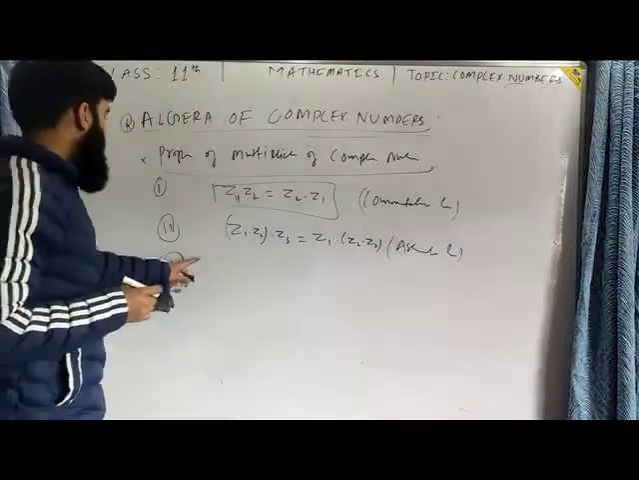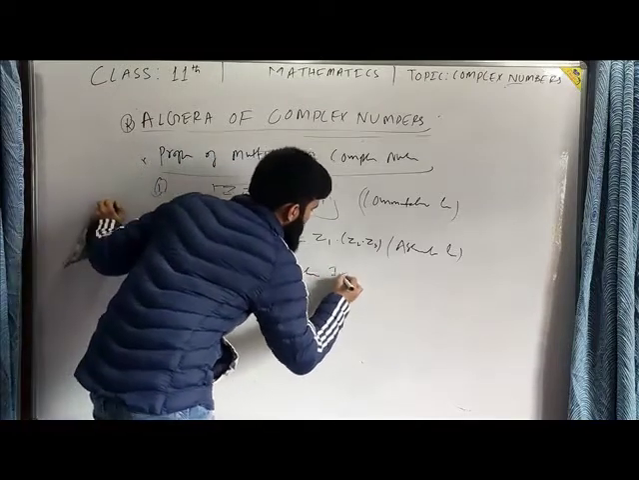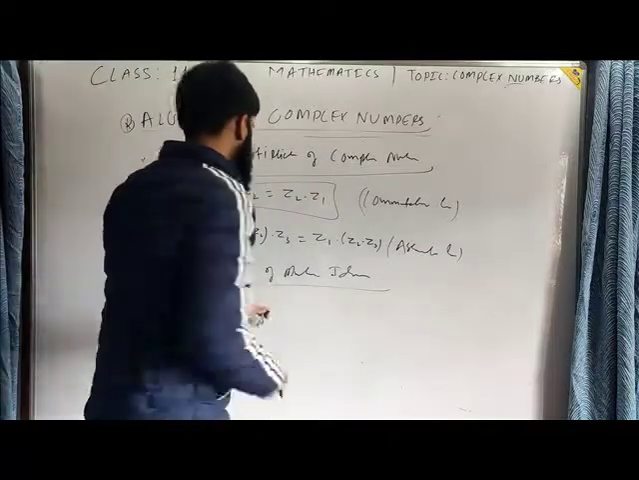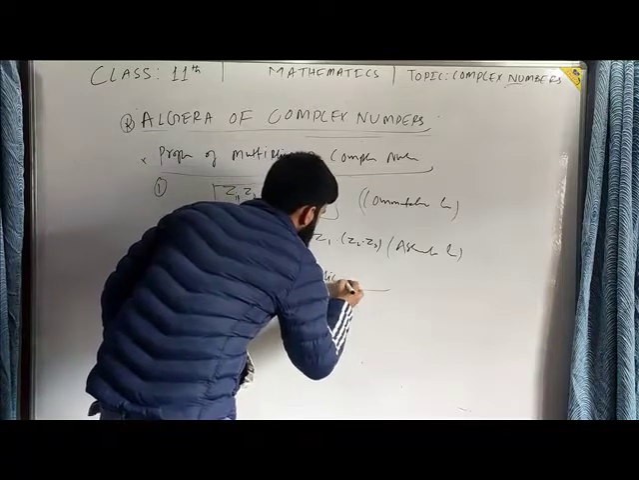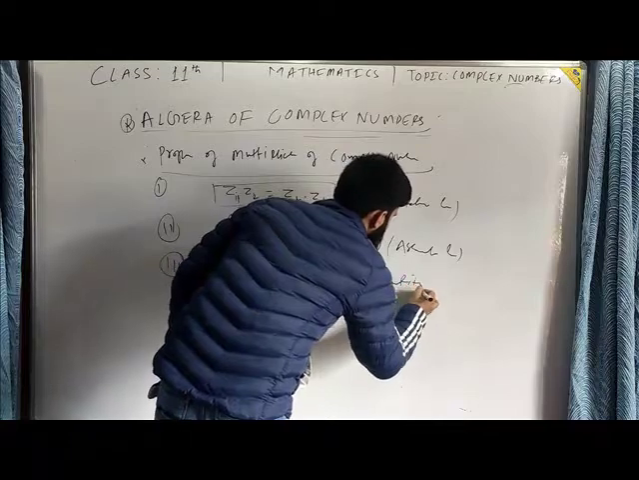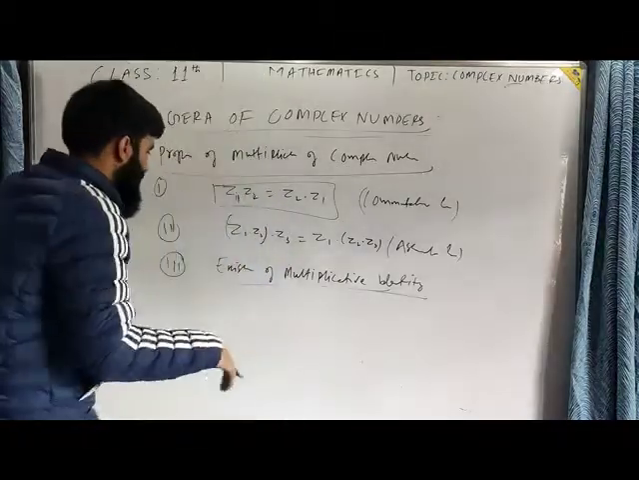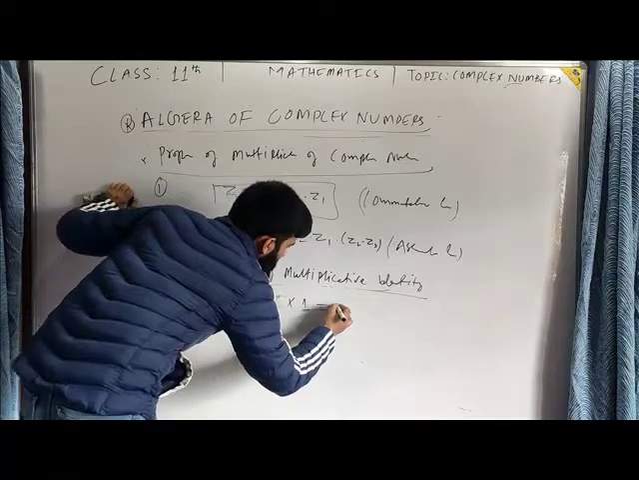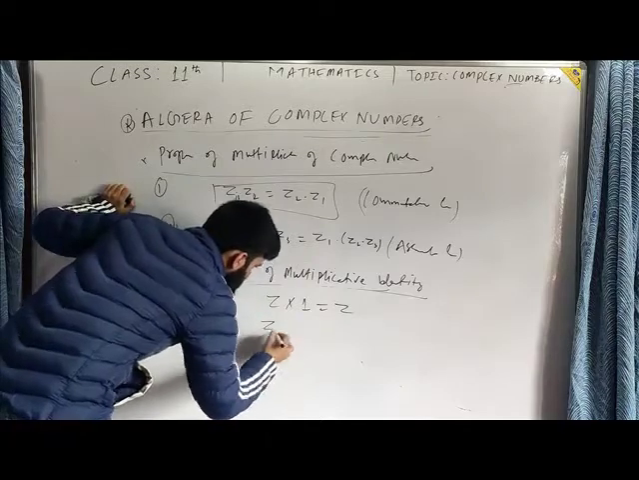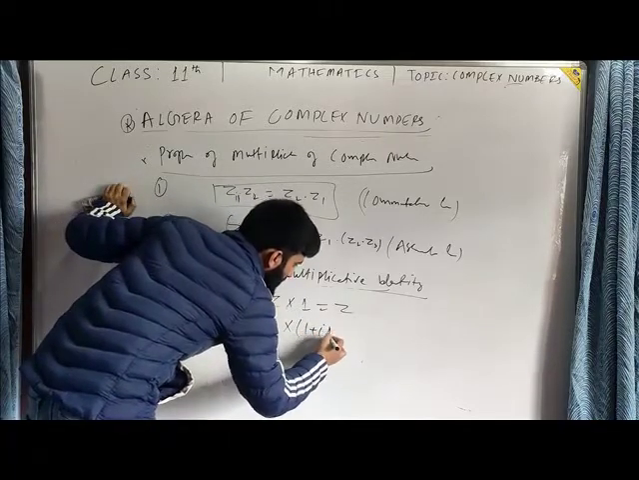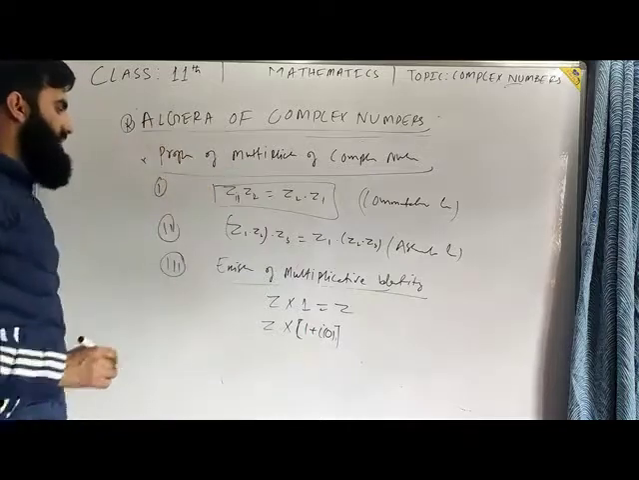Likewise, we have the existence of multiplicative identity. There was an additive identity earlier, and here there is a multiplicative identity. What should we multiply to a complex number in order to get the same result? That is obviously 1. So you will have Z into 1, and you will get Z. So you will have Z into 1 plus iota times 0, which is the complex number here.